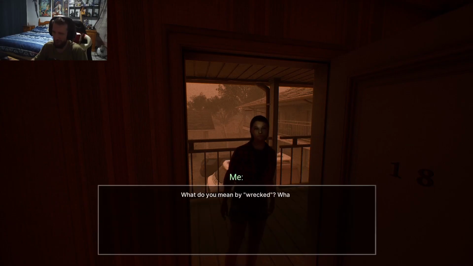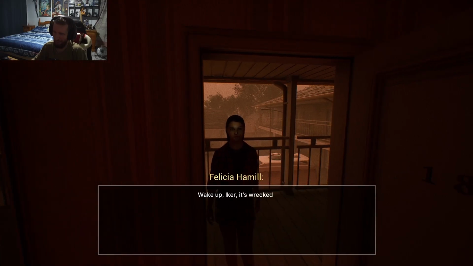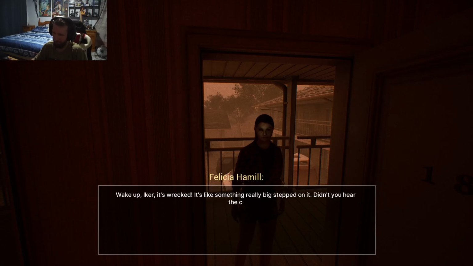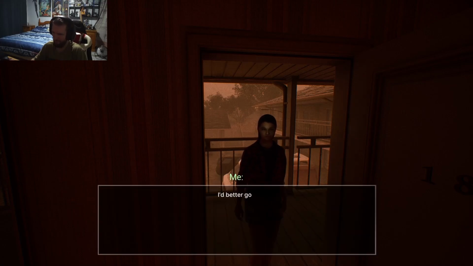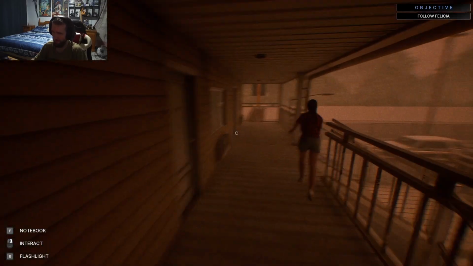What do you mean by wrecked? What's wrong with the car? Wake up, Iker. It's wrecked. It's like something really big stepped on it. Didn't you hear the crash? Salvatore was furious. I'd better go see what happened. The leash is running off.